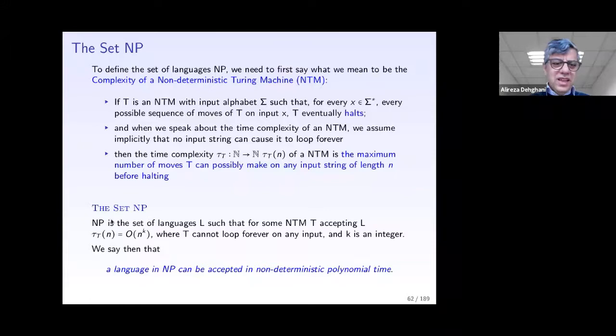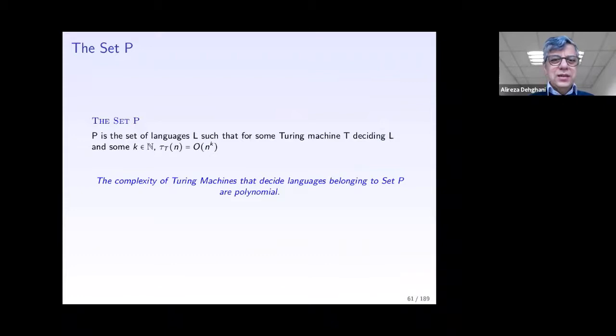Then what is the set NP? NP is the set of languages that, for some NTM accepting L, the time complexity is polynomial, where T cannot loop forever, and k is an integer. We say then the language is in NP, can be accepted in non-deterministic polynomial time. So as you can see, there are not that many differences between P and NP.